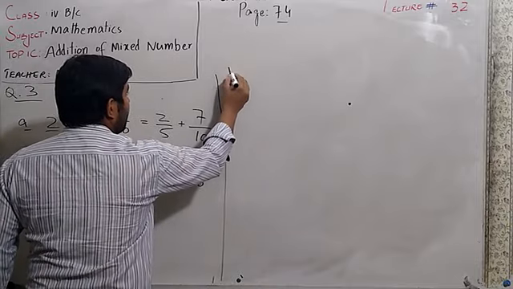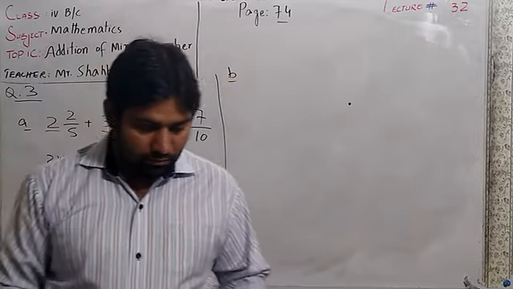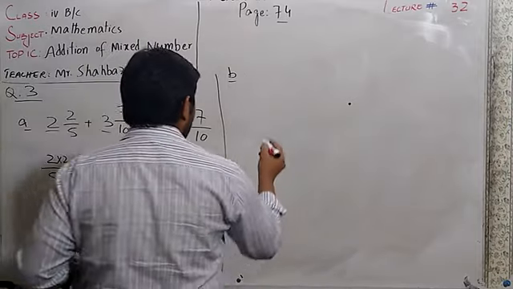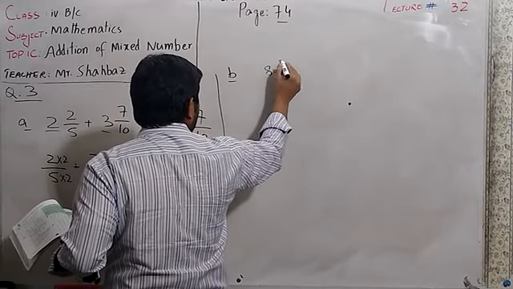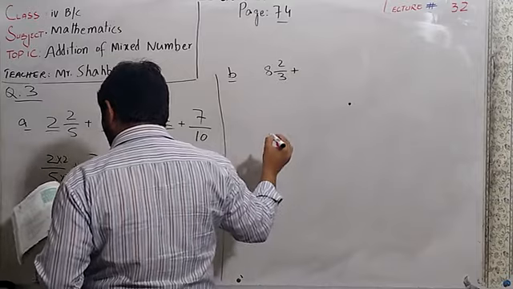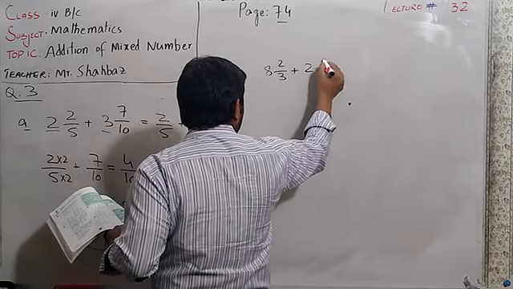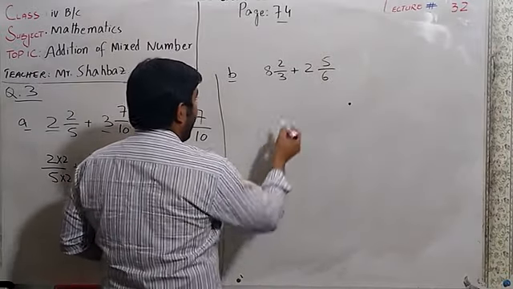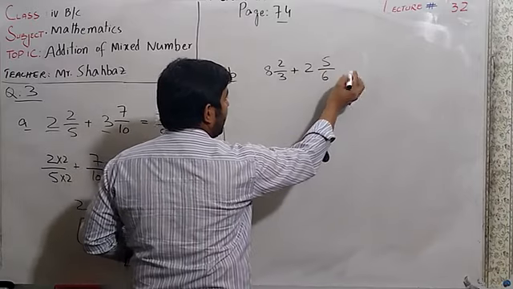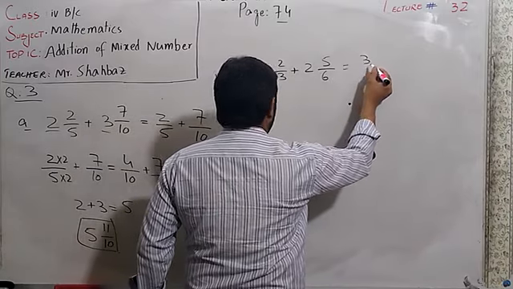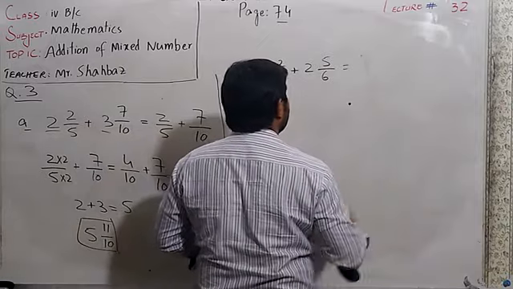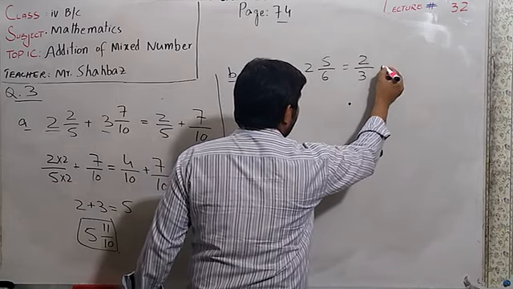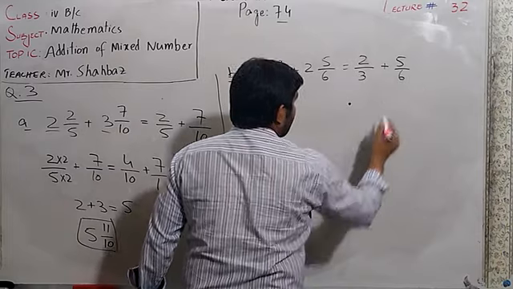Next, part B is 8 whole 2 over 3 plus 2 whole 5 over 6. Same process, add this fraction and this fraction. 2 over 3, sorry. 2 by 3 plus 5 by 6.